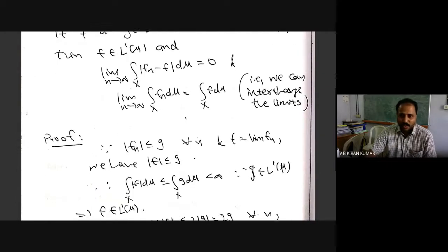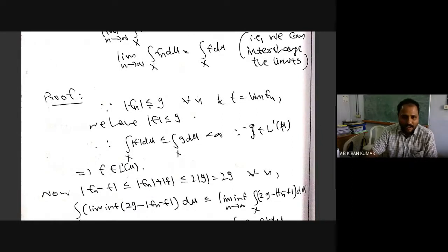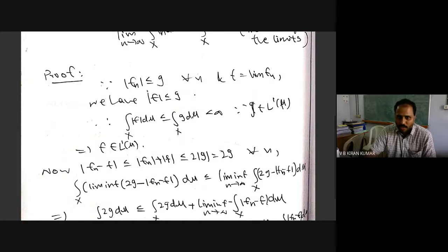Okay. So I guess the statement is clear to you. Now the proof is very easy in this sense. You have mod f_n less than or equal to g. So if you apply the limit, mod f will be less than or equal to g. So the integral of mod f will be less than or equal to the integral of g. But g is in L1(mu), so this is finite. Therefore, the integral of mod f is finite. So f is also in L1(mu).